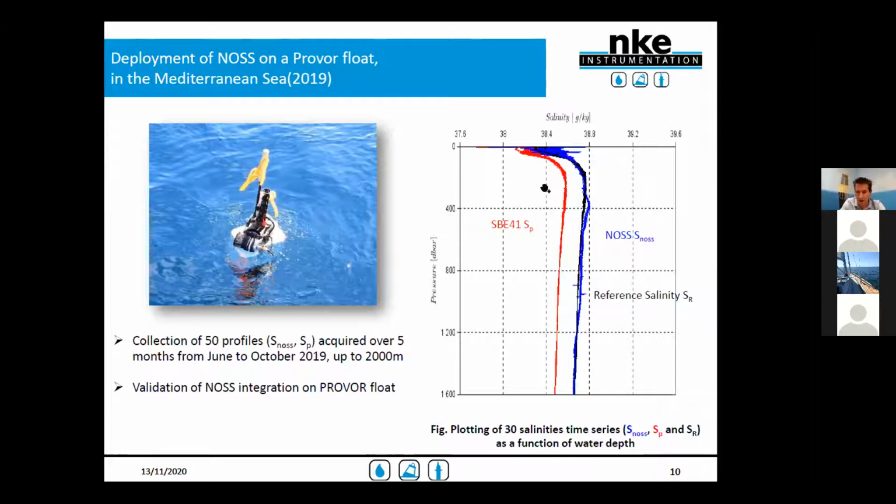On the graph here we have the practical salinity plotted in a red line. We plot the salinity of the NOSE in the blue line and the reference salinity in the black line. So we have 30 profiles represented on this graph, between 0 and 1,600 decibar.